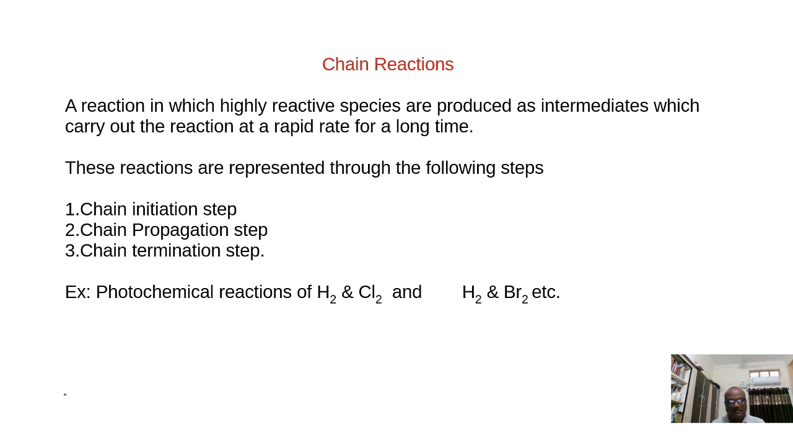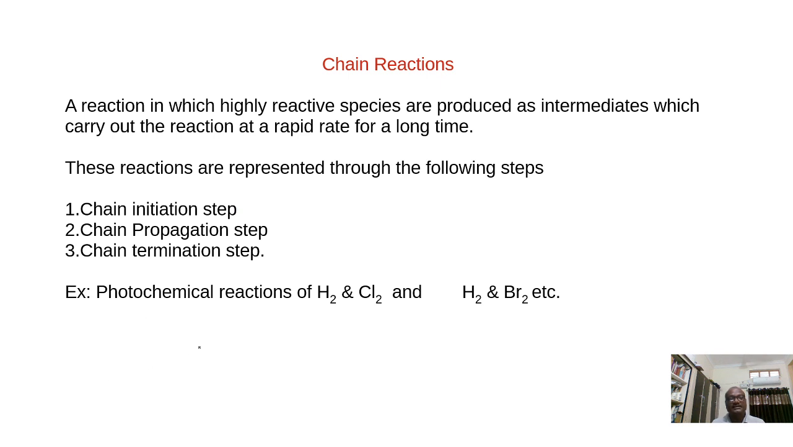The type of reactions we call chain reactions. The chain reactions include the following steps. The first one is the chain initiation step. The chain propagation step is the second one. The chain termination step is the third one. So chain initiation step, chain propagation step, chain termination step. These are the three steps involved in a chain reaction.